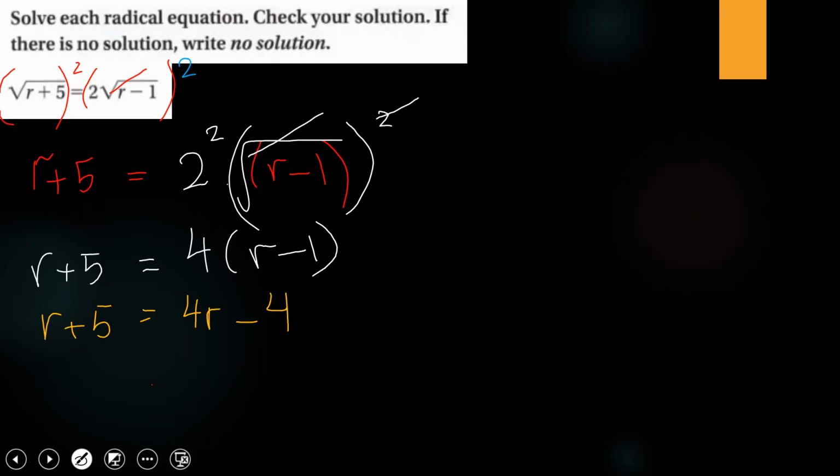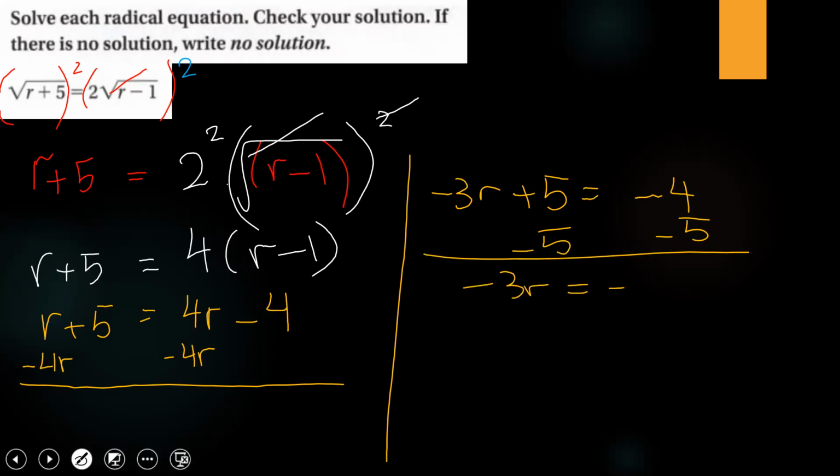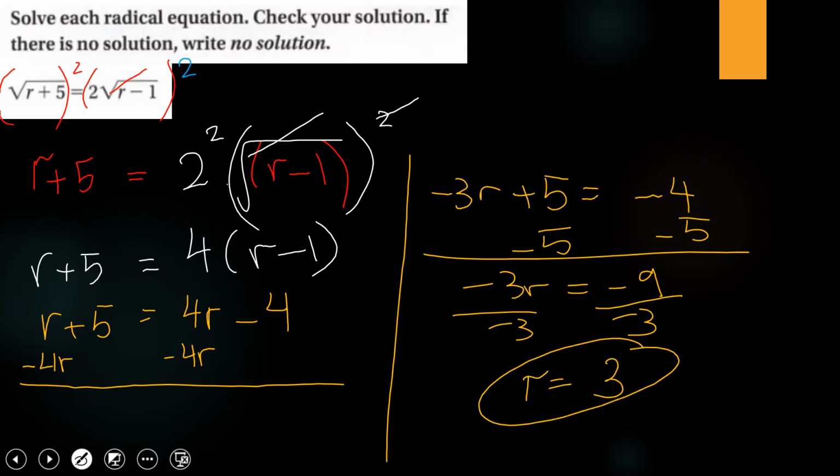Then let's rearrange the equation to put the variable terms on one side and the numbers on the other side. So minus 4r from both sides. What do I have now? r minus 4r is negative 3r, equals 5 plus 4, then minus 5 from both sides, negative 3r equals negative 9, divided by negative 3 on both sides. So r is 3. After that, I want to check.